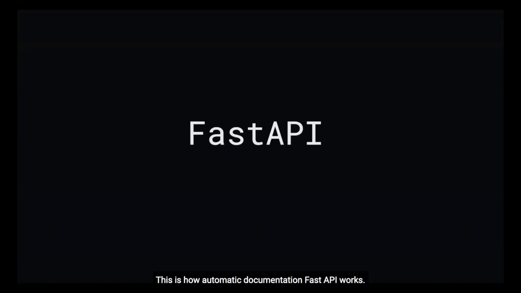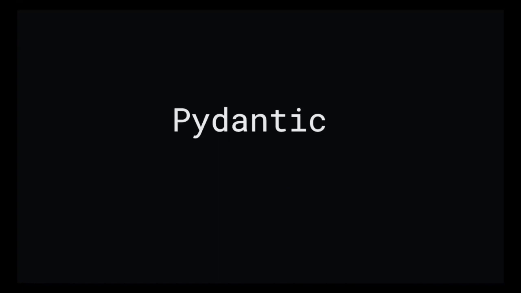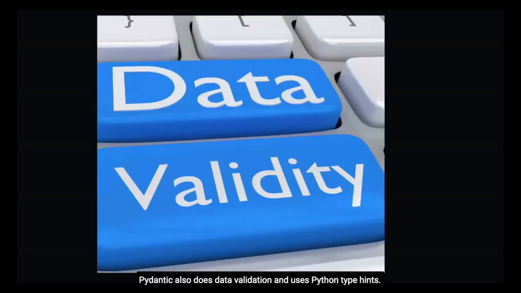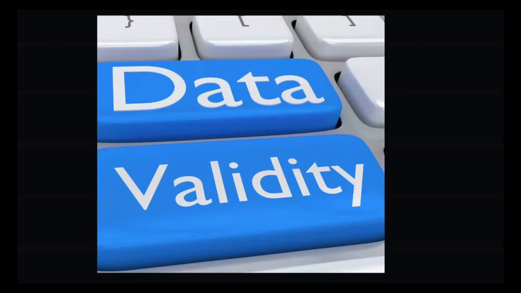This is how automatic documentation in FastAPI works. FastAPI is based on something out of the box called Pydantic. So there's no need to install it. Pydantic is a framework for easily modeling and validating data. Pydantic also does data validation and uses Python type hints, which gives you friendlier data validation errors, which reduces debugging time.